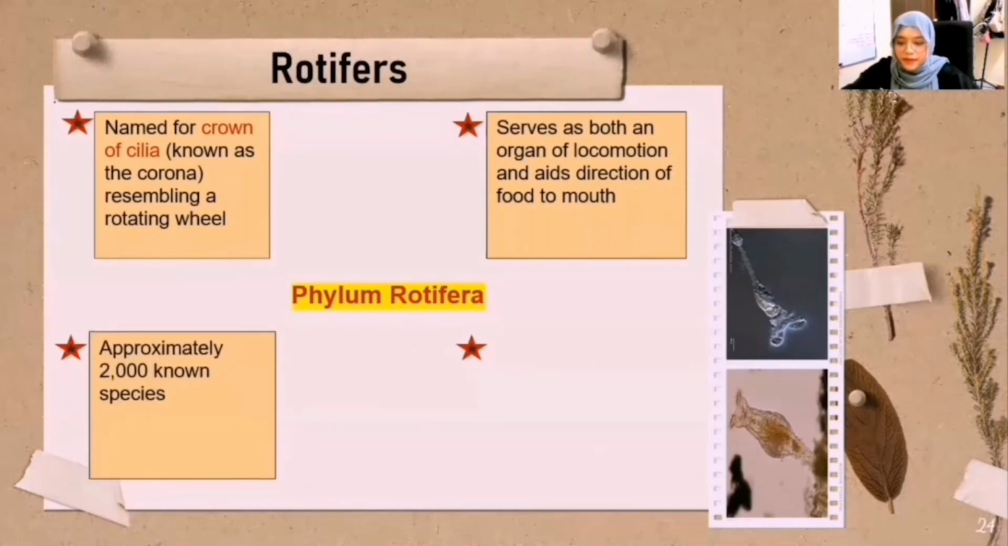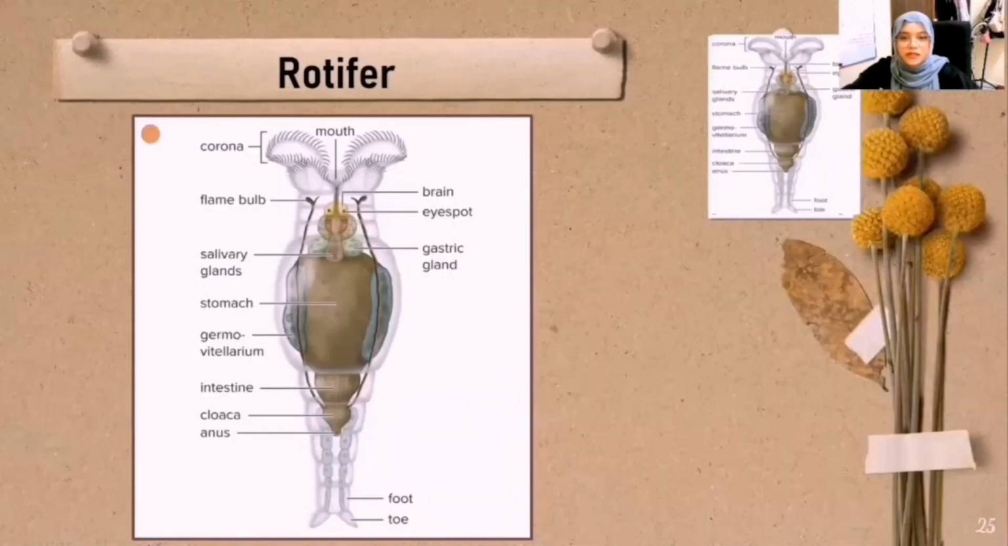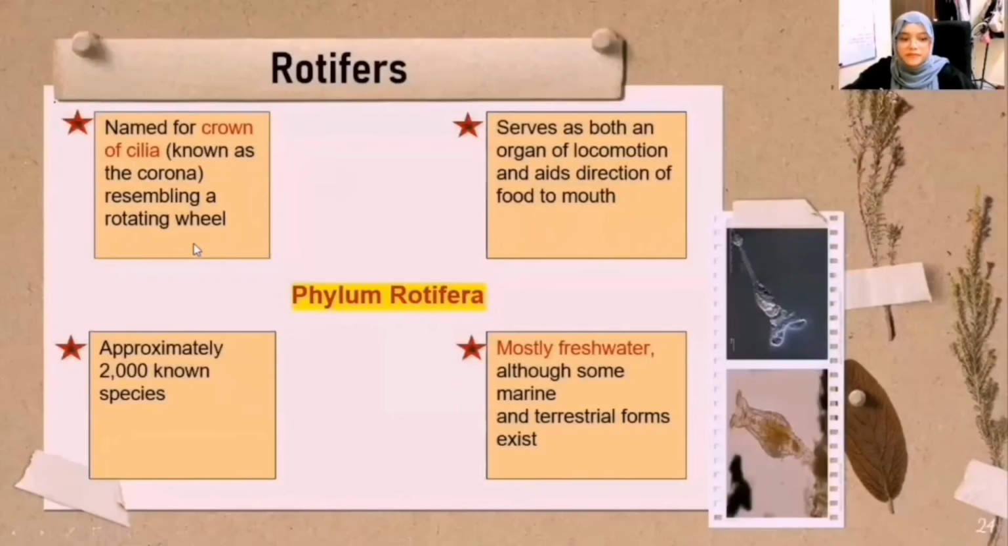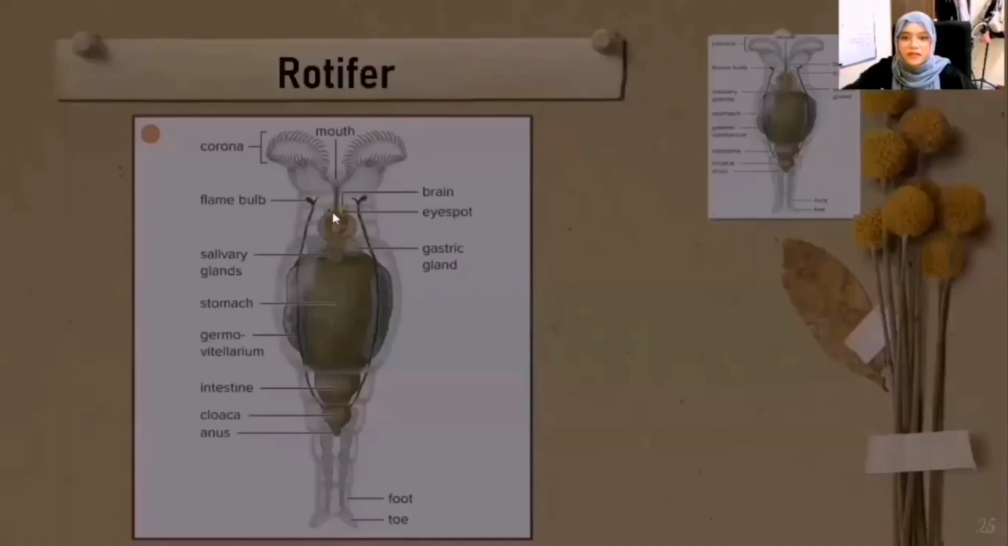There are approximately 2,000 species, primarily living in freshwater. However, there are also some marine and terrestrial forms. The majority of rotifers are transparent, but some are very colorful. So this is the structure of a rotifer. As you can see, this is the corona that I mentioned before, which looks like a rotating wheel. And other parts of the rotifer as well.